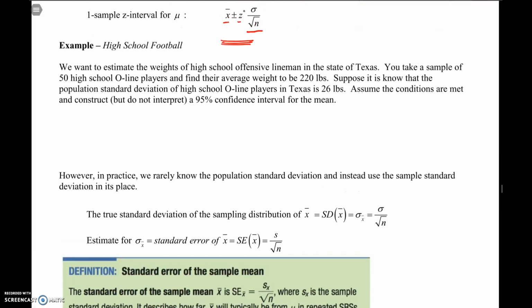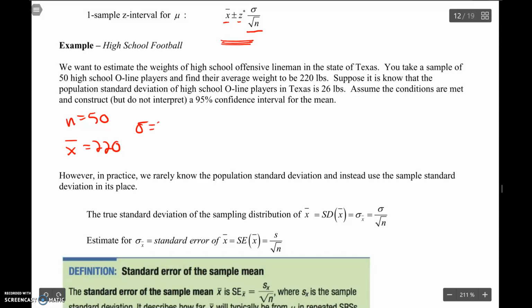But we're going to run into a problem. We want to estimate the weights of high school offensive linemen in the state of Texas. You take a sample of 50 kids and find their average weight to be 220. Suppose it is known that the population standard deviation is 26. That's the fantasy, right? That's the thing that you'll never really know, but assume the conditions are met and construct, but do not interpret, a 95% confidence interval. If a problem on the AP ever says assume the conditions are met, that just basically means you don't have to check it. Don't interpret.